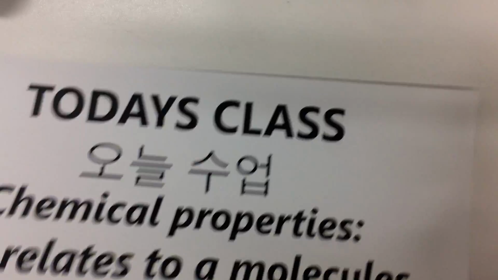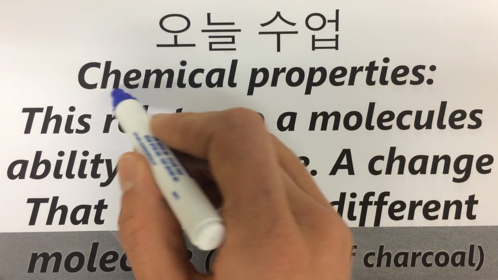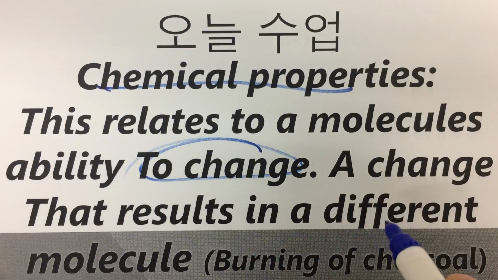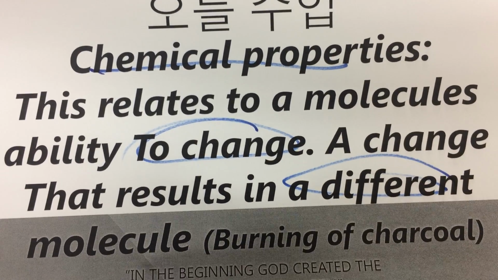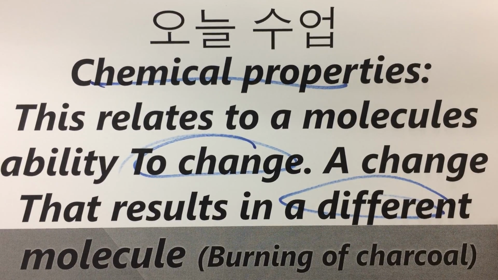And then the last property we have are chemical properties. This relates to a molecule's ability to change, a change that results in a different molecule, such as the burning of charcoal. So those are chemical properties.